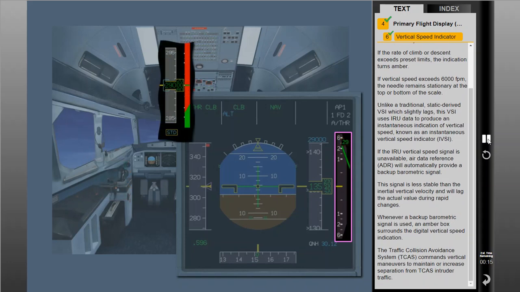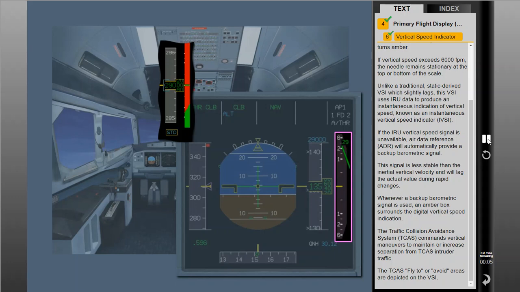The Traffic Collision Avoidance System, or TCAS, commands vertical maneuvers to maintain or increase separation from TCAS intruder traffic. The TCAS fly to or avoid areas are depicted on the VSI.